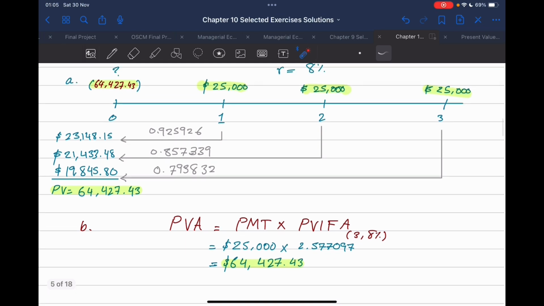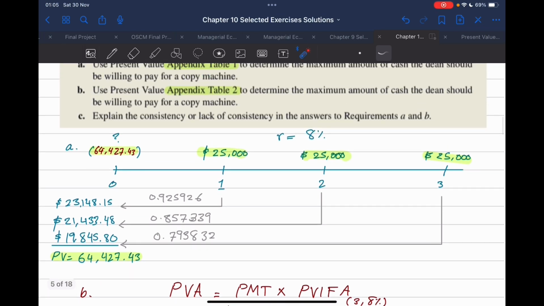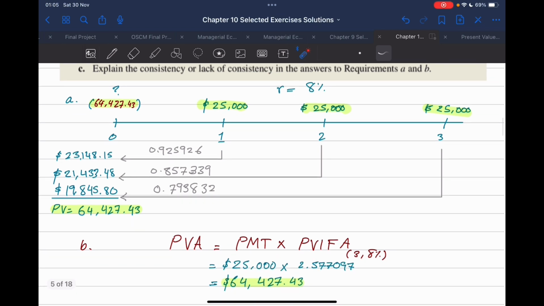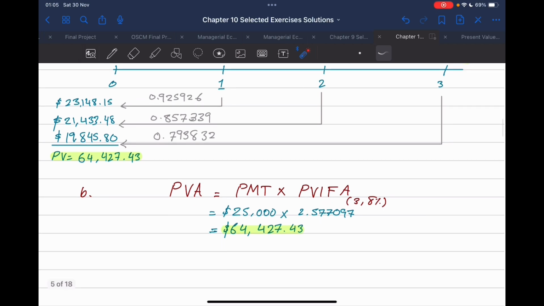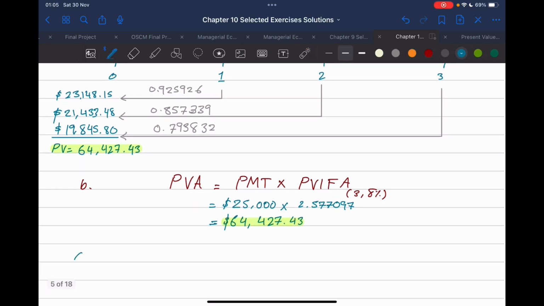All right, so let's now move on to the last requirement, C. Explain the consistency or lack of consistency in the answers to requirements A and B. And of course, we don't have a lack of consistency. We do have consistency because we got exactly the same answer using both methods, right? Why is that? It's because of the reason I just explained. So we can put this in words.